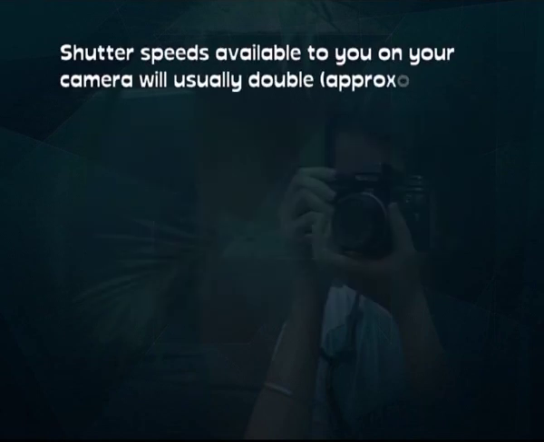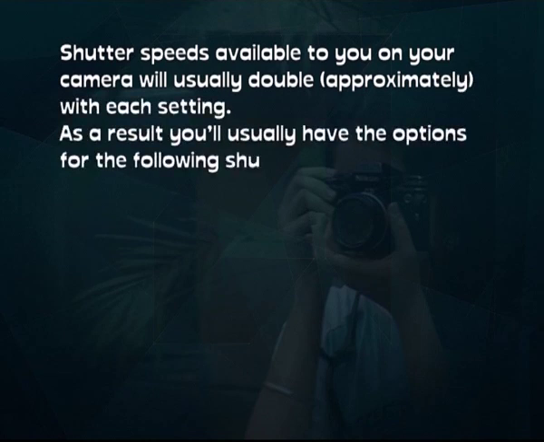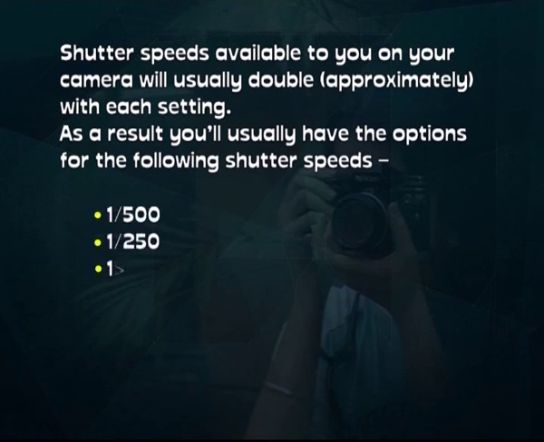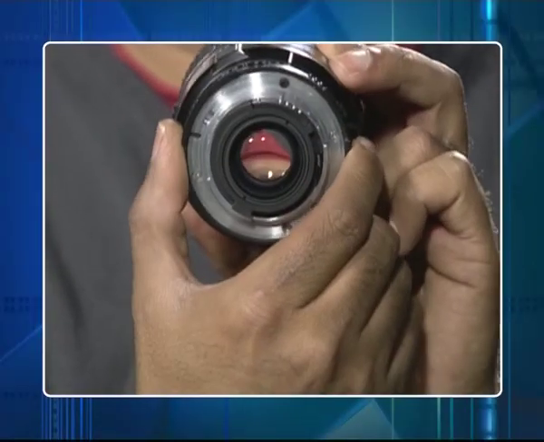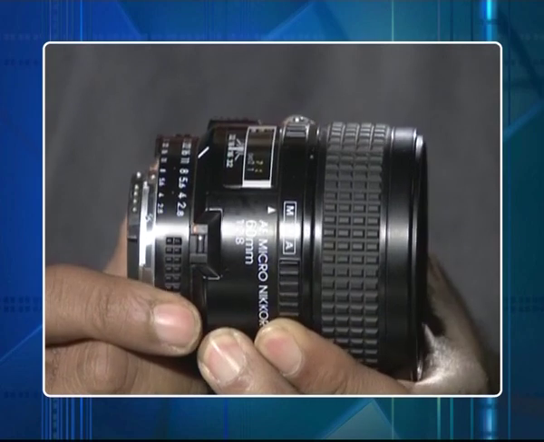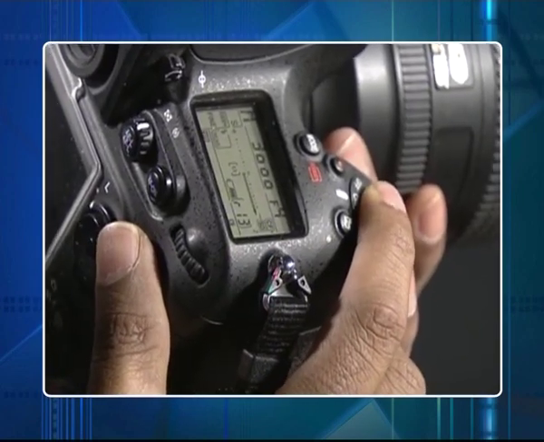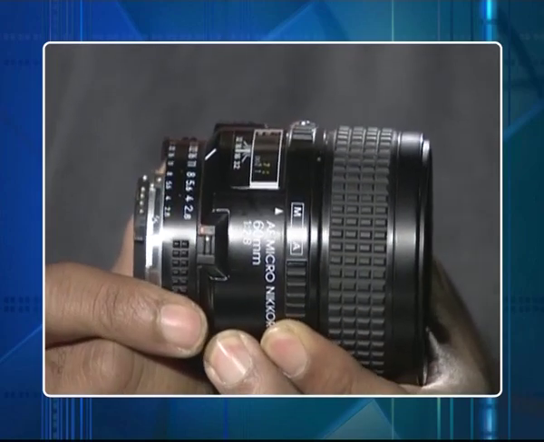Shutter speeds available on your camera will usually double approximately with each setting. As a result, you will usually have the options for the following shutter speeds: 1/500, 1/250, 1/125, 1/60, 1/30, 1/15, 1/8, etc. This doubling is handy to keep in mind as the aperture setting also doubles the amount of light that is let in. As a result, increasing shutter speed by one stop and decreasing aperture by one stop should give you similar exposure levels.